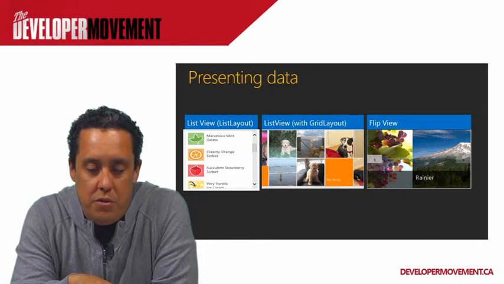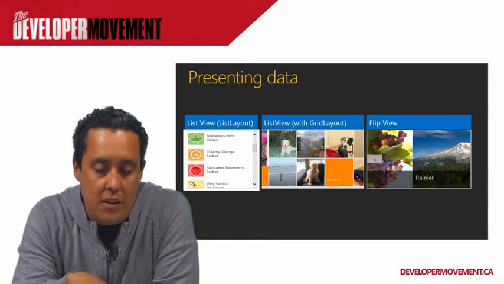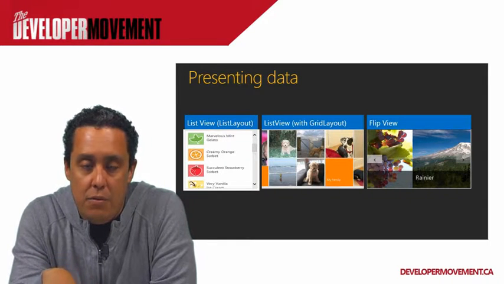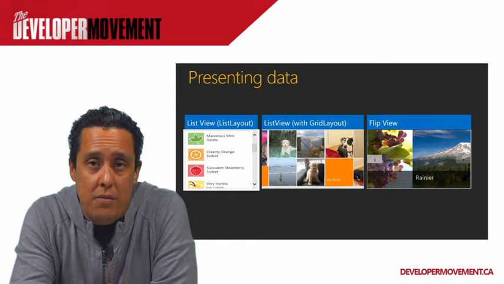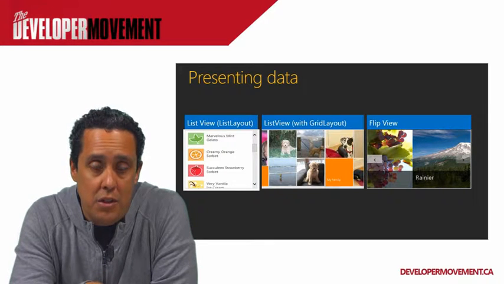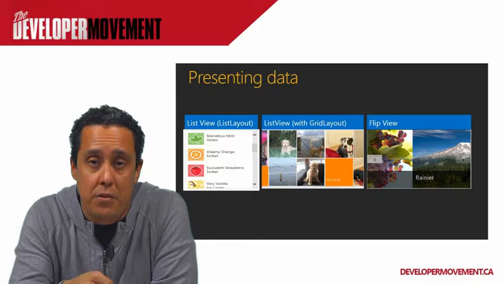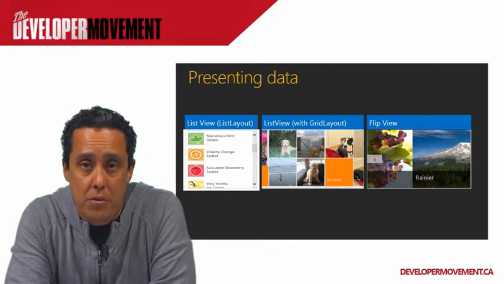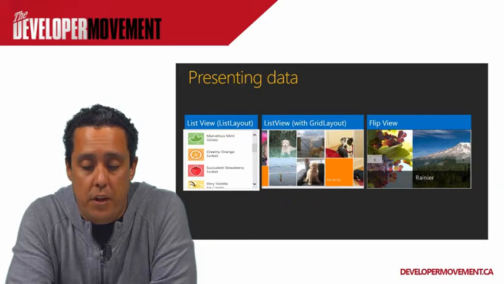So those are the two different layouts for list view and presenting different data to your users. The other one is flip view. So flip view, you have the option to flip through a bunch of images. The great thing about all these controls is they support touch. So for the flip view, for example, you could swipe left and right. They support the mouse, and they also support keyboard navigation, which is great.